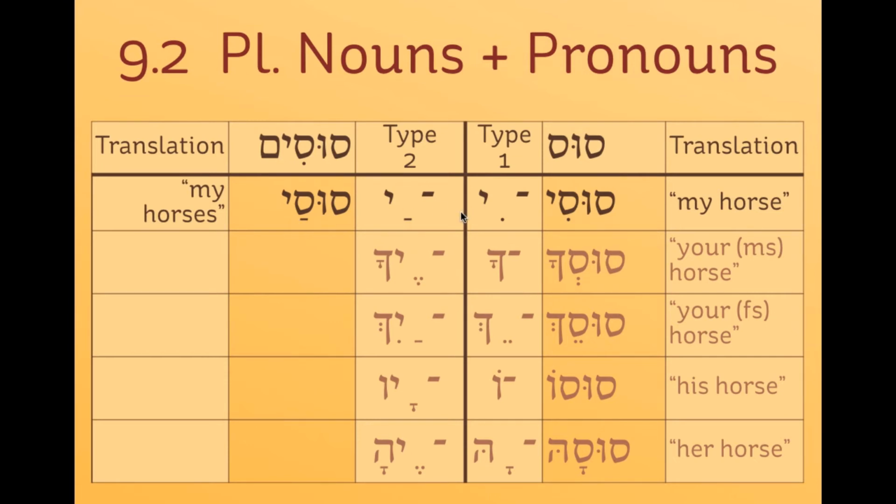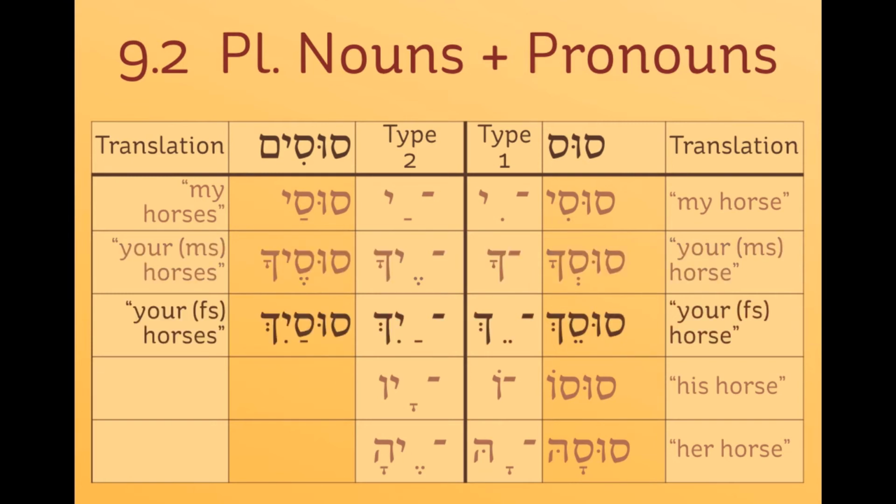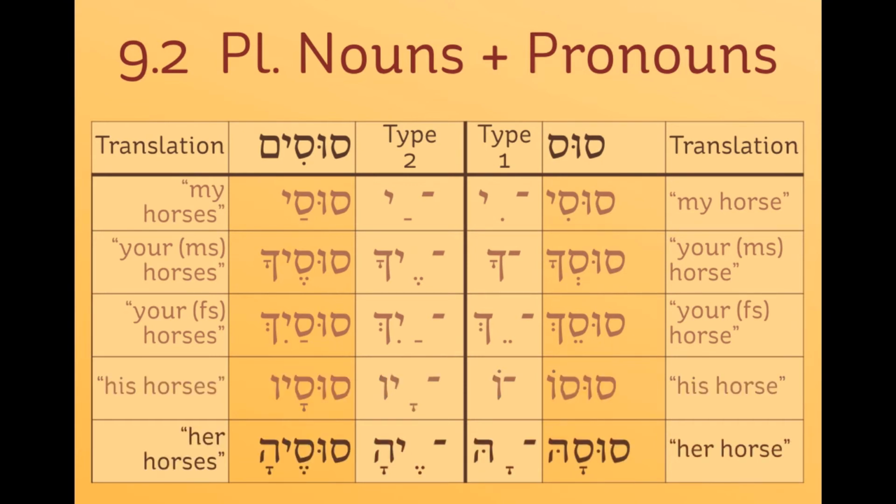I'll read each of these pairs off so that you can hear the distinction between the singular noun and the plural form. So, susi is my horse, susai, my horses. Talking to a man, suscha, your horse, susecha, your horses. To a woman, susech, your horse, susaich, your horses. About a man, suso, his horse, susav, his horses. Her horse is susa, suseha is her horses.